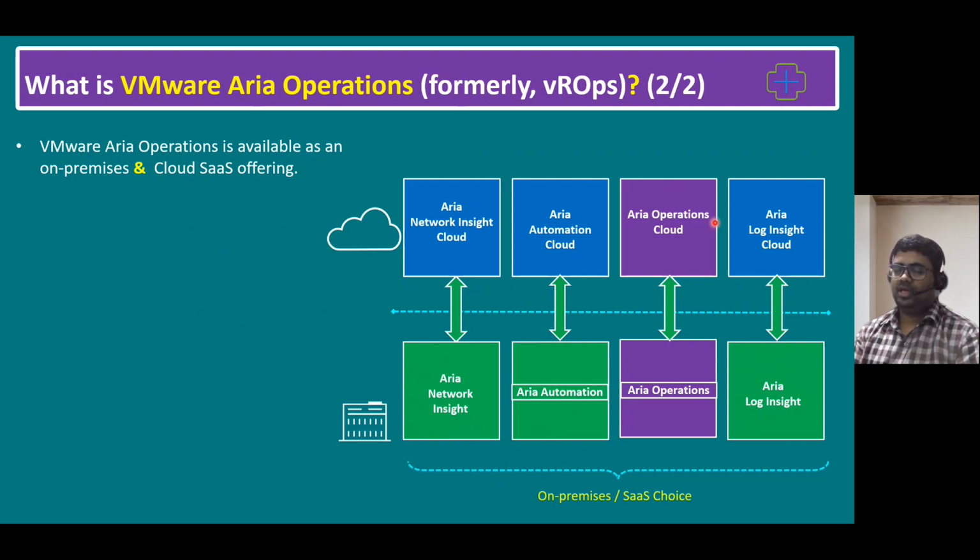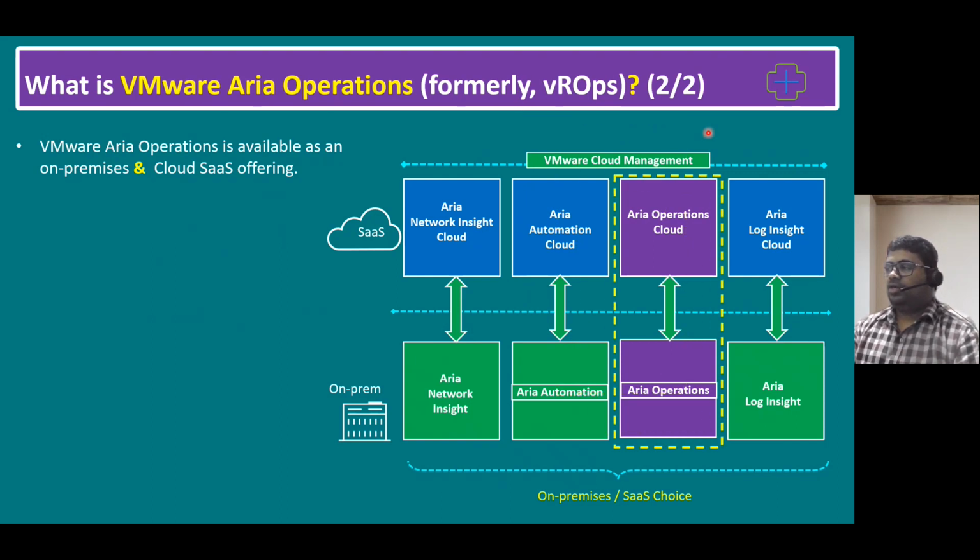Now, the on-premises and the SaaS, this entire infrastructure we consider as a cloud. Specifically for cloud infrastructure, VMware considers it as VMware Cloud Management. Okay, and it's supported for a private cloud environment, hybrid cloud environment, and also multi-cloud environments. Now we are going to focus on this highlighted one, Aria Operations and Aria Operations Cloud in this session. The other products, Log Insight and Network Insight, I will explain separately in later sessions.